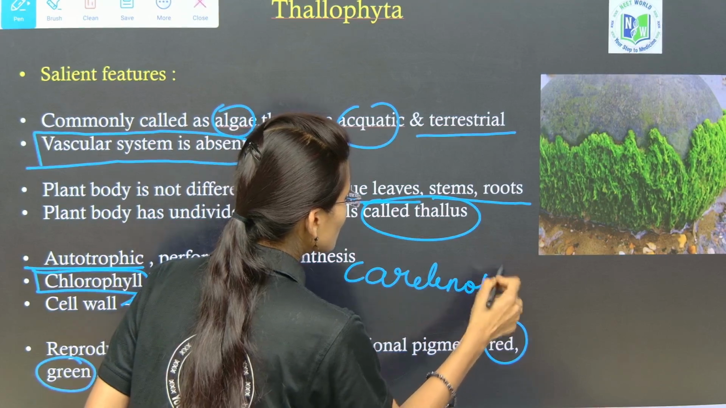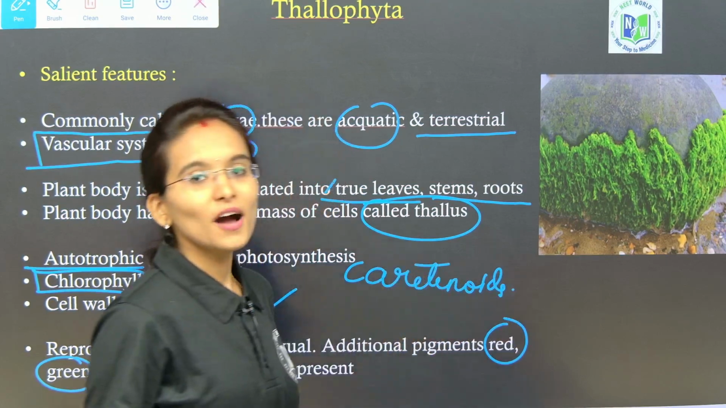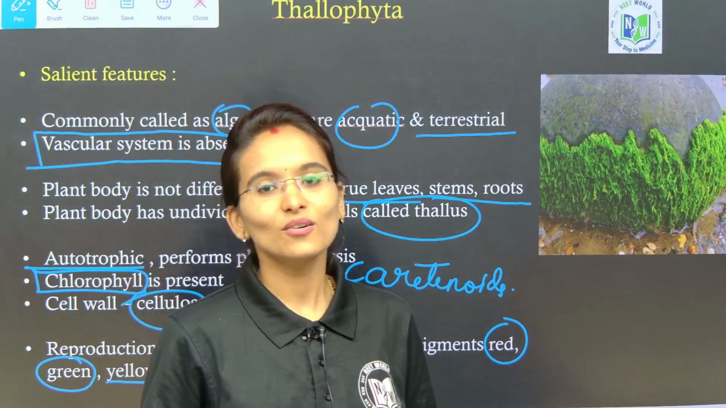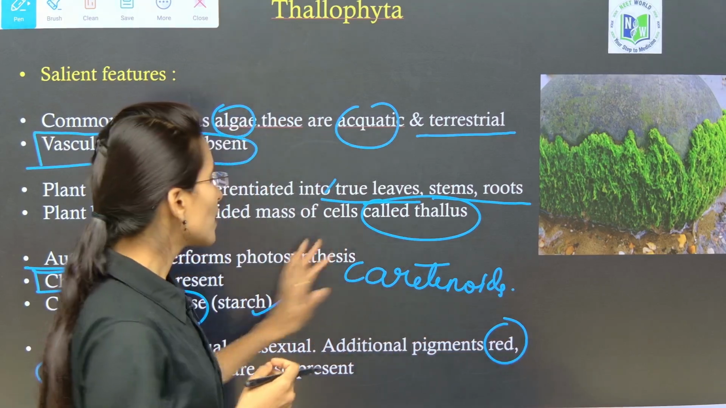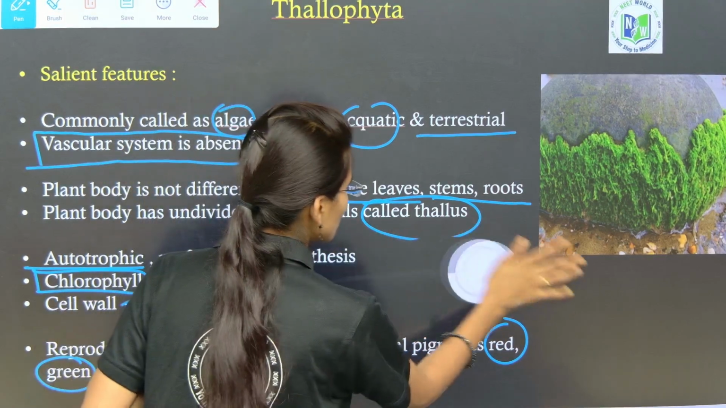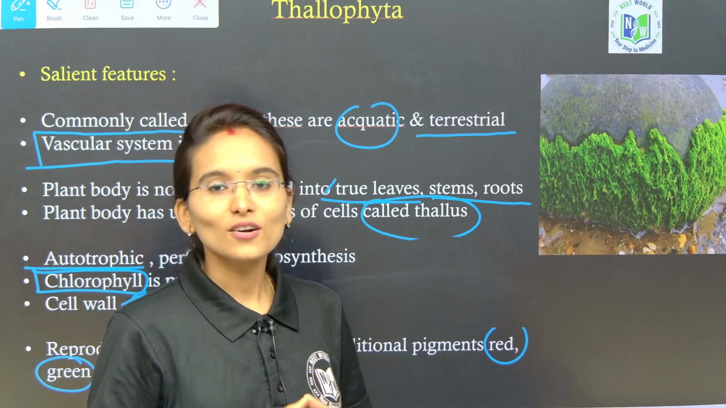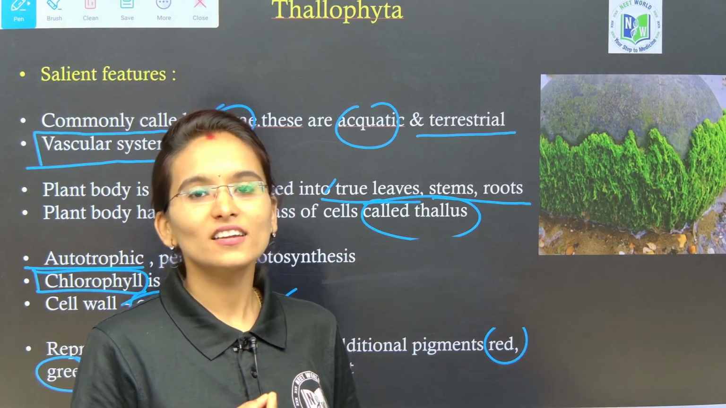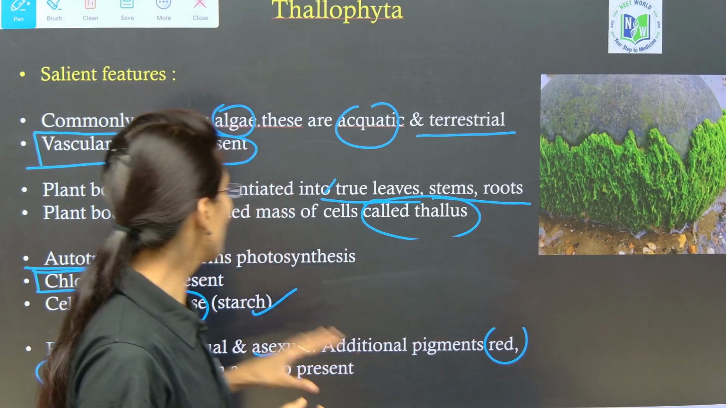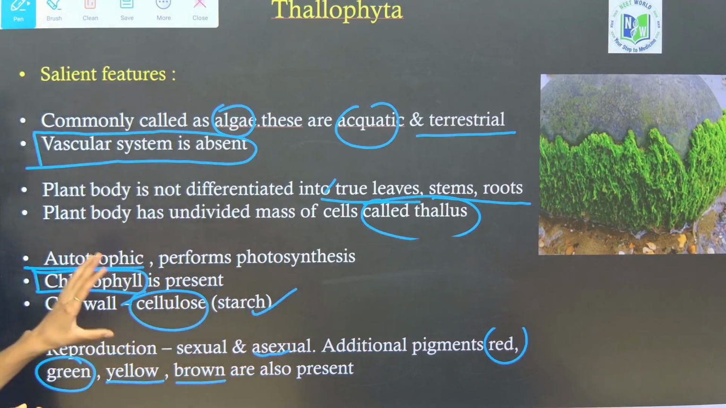Due to the presence of the carotenoids, some algae are going to show green, and some algae are going to show yellow, brown and orange colors. The red algae are called rhodophytes and the brown algae are called phaeophytes. Clear with all these statements, my dear students?